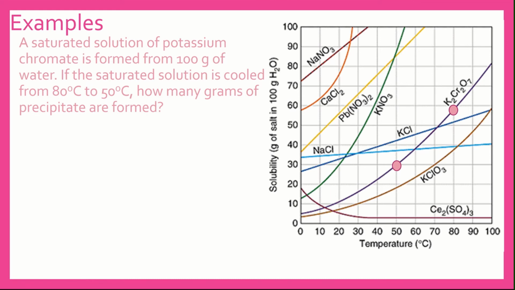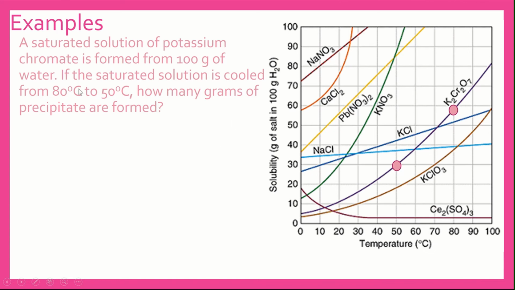A saturated solution of potassium chromate. So here's my potassium chromate, potassium, and here's chromate. A saturated solution of potassium chromate is formed in 100 grams of water. If the solution is cooled from 80 degrees Celsius to 50 degrees Celsius, how many grams of precipitate are formed?